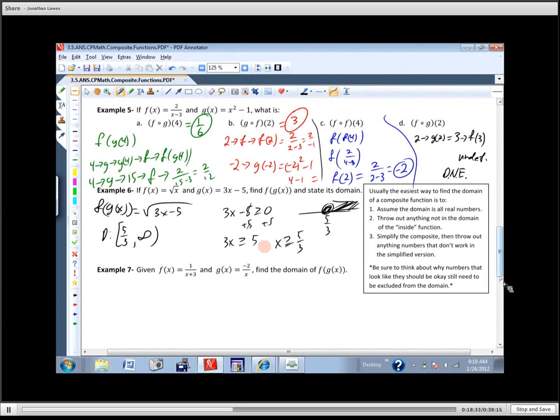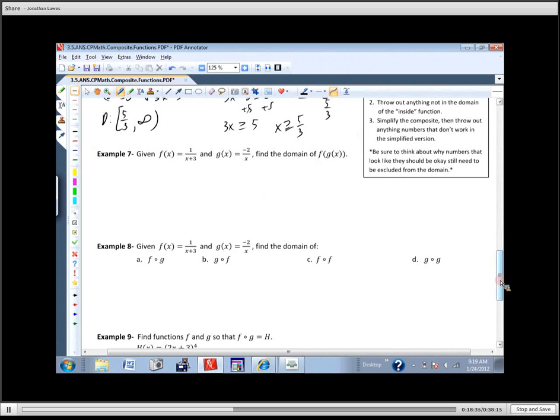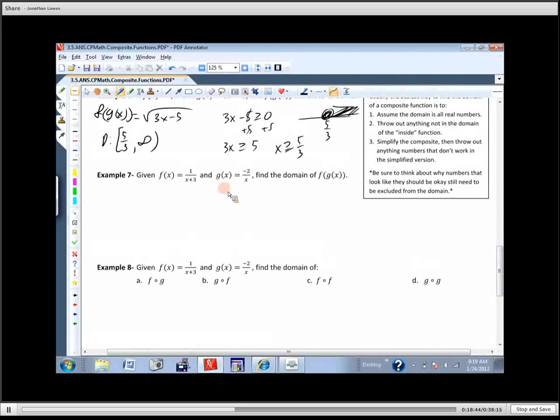All right. So let's look at example 7. You have several of these on your assignment. It says find the domain of f of g of x. So here's the process. We're going to look at the inside function. Which is the inside on this one, f or g? G is. So let's look at this right here. Let's throw out anything we know doesn't work to begin with. So what doesn't work in here? Okay, so let's throw out a 0. We're going to keep that right here for the time being.